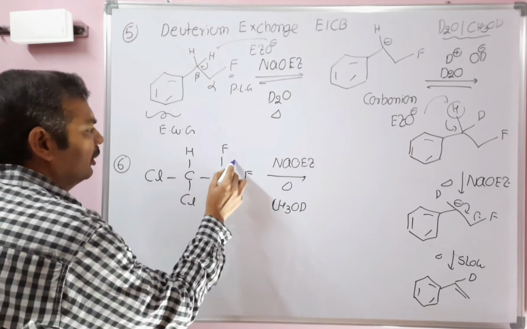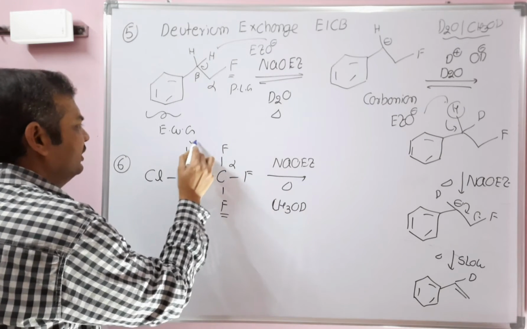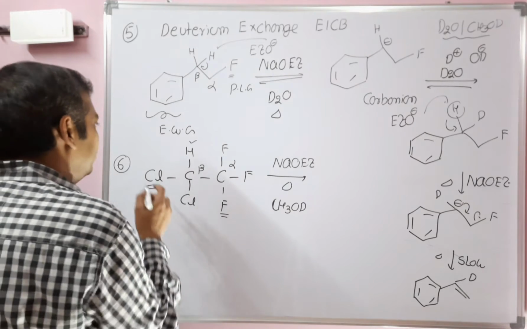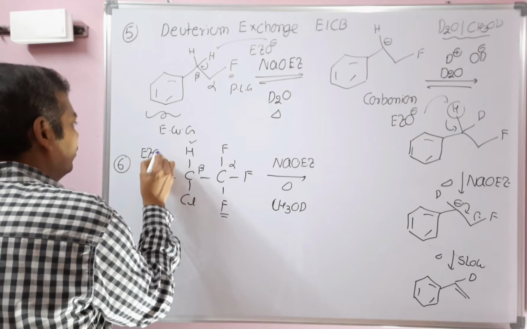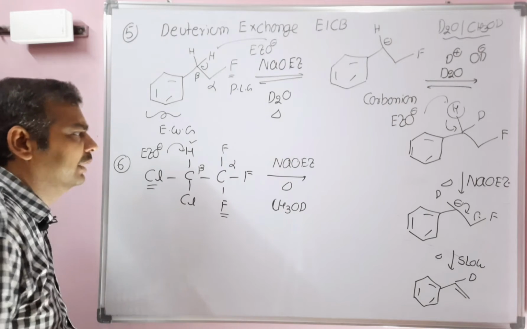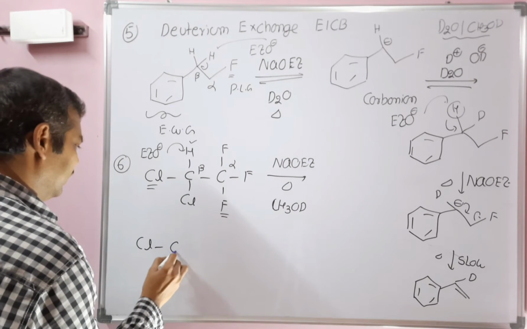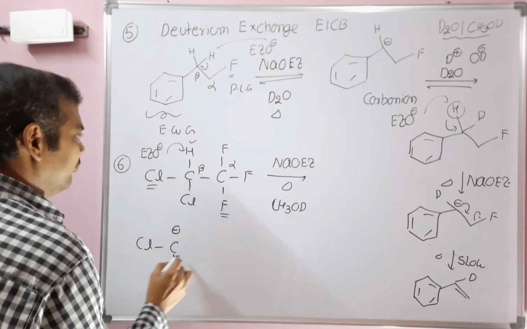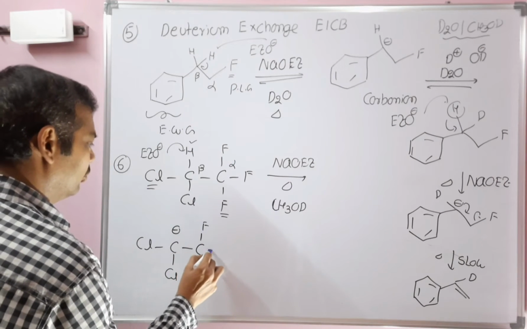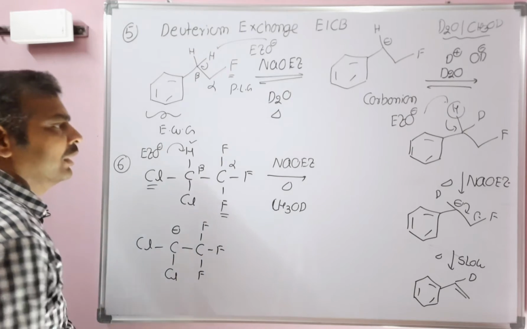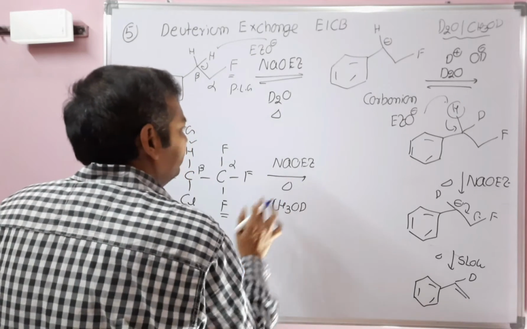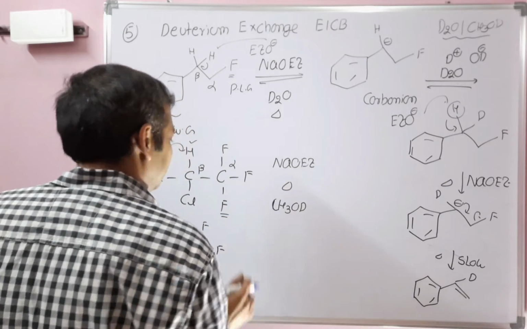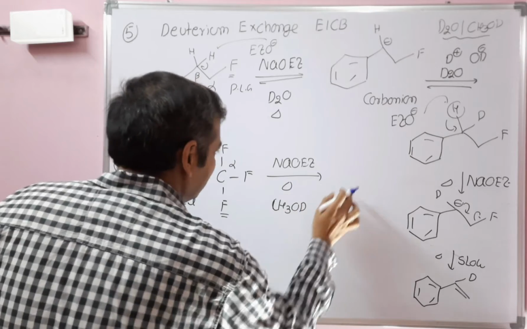With a poor leaving group, the alpha, beta hydrogen is acidic. Why? Because the hydrogen is attached to a carbon attached to electron withdrawing groups. Here ethoxide abstracts a proton at the beta carbon to give a carbanion, with fluoro and fluoro. Since we are running the reaction in deuterated methanol, okay, here this is the carbanion.